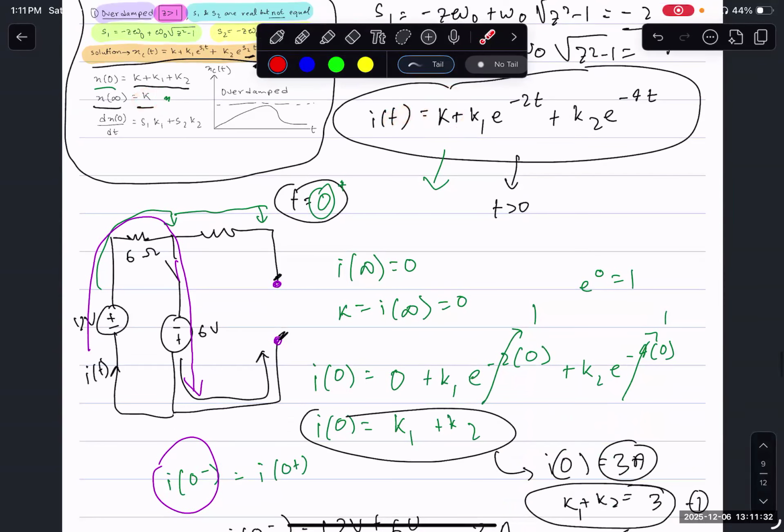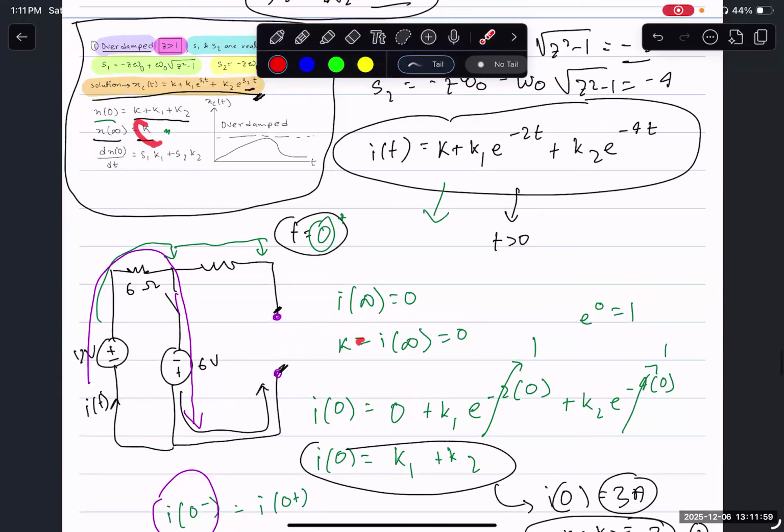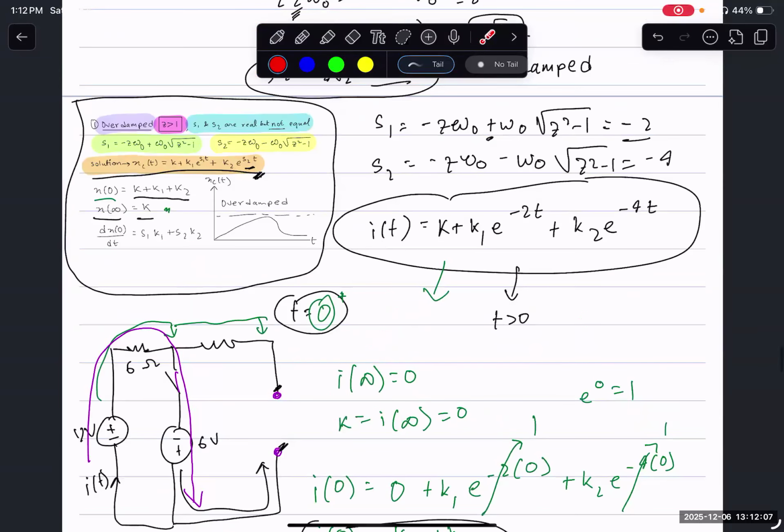So you see the current at infinity, what would that be? It would actually be equal to zero. Why? Because this path is open. This path is open. So where can current flow? It can flow nowhere. It has no path to flow, right? That means current is zero, which suggests that K is going to be zero as well. So you see the significance of having these formulas with you, right?